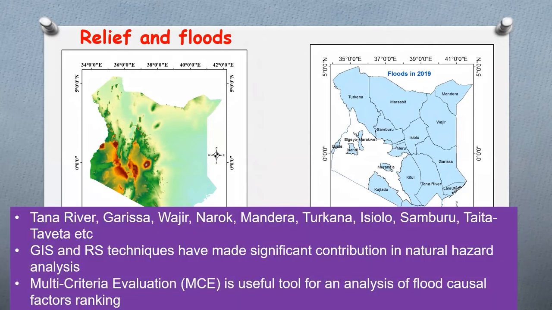Some of those counties include Tana River, Garissa, Wajir, Narok, Mandera, Turkana, Isiolo, Samburu, Taita Taveta, among many other sub counties in the lowland areas. GIS and remote sensing technologies have made significant contributions in mapping of these hazards, including the floods, the landslides, the mudslides, and the rest. The multi-criteria evaluation methodology is good, where many criteria are combined together and factored in using the GIS environment so that we can easily depict the areas that are likely to get flooded, for the purpose of developing things like early warning systems.